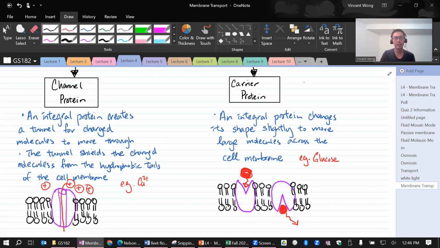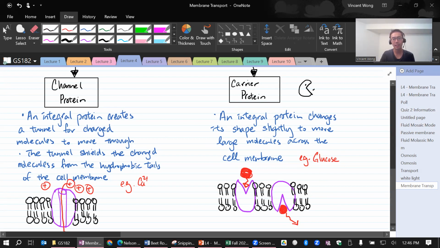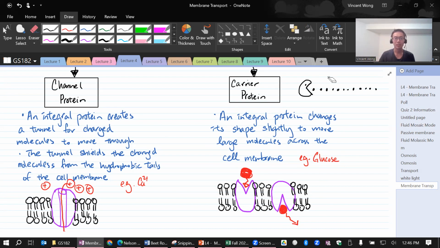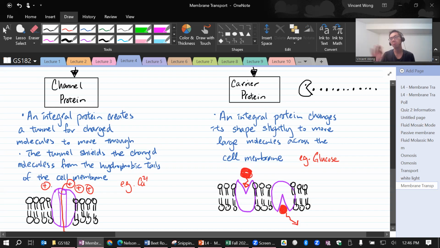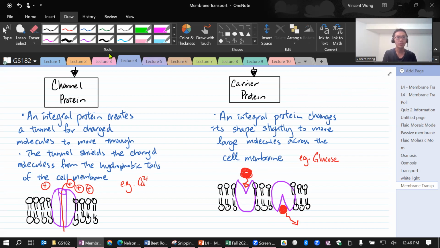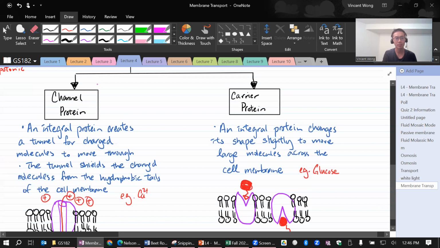It's like Pac-Man, you know, the game where they eat the little dots. It just moves along. So the carrier protein will grab onto the object, change the shape, and then spit it out on the other side. Channel protein, no shape changing at all. It just sits there and lets things pass through. Over here, there's a slight change in the shape. So there is an important point here that I want to mention about these two things.